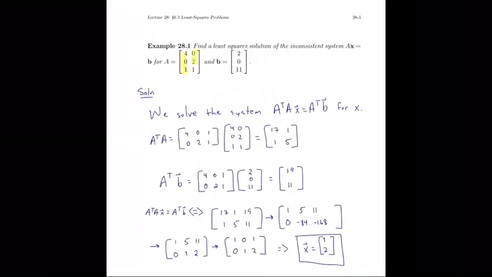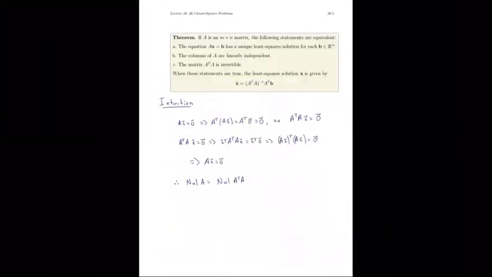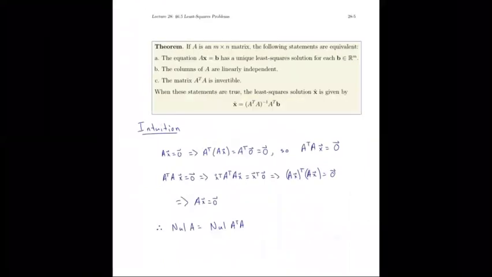Notice that these 2 columns for this matrix were linearly independent, and we ended up with a unique solution to the least squares problem. Now that's just more evidence for what we're about to see in this theorem here. So if we have an m by n matrix A, then the following statements are equivalent. The equation AX equals B has a unique least squares solution, remember that's our approximate solution, for any B in Rm. So this is equivalent to the columns of A being linearly independent.